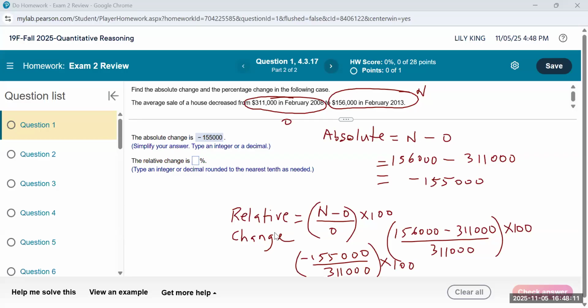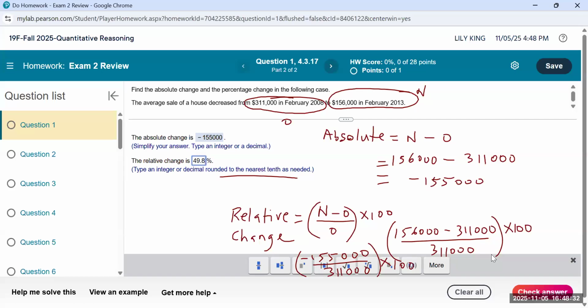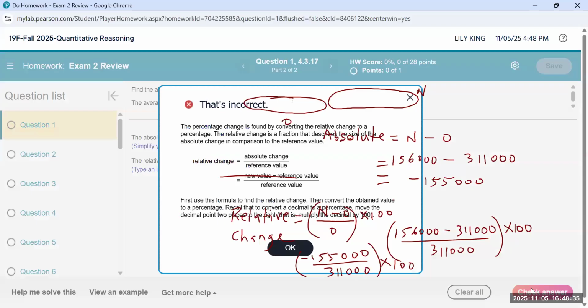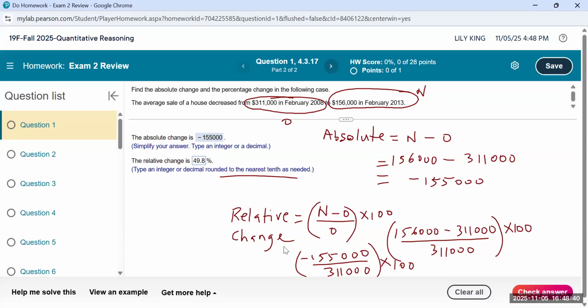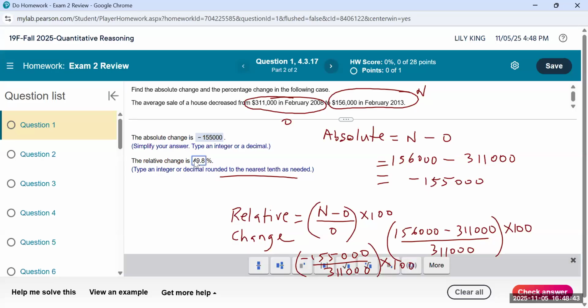And it says we have to round to the nearest tenth. So always make sure you're reading the instructions in blue, because that always tells you the form in which you have to leave your final answer. So nearest tenth is the same as one decimal place, which is 49.8. Negative 49.8. Sorry, I forgot the negative. Negative 49.8.